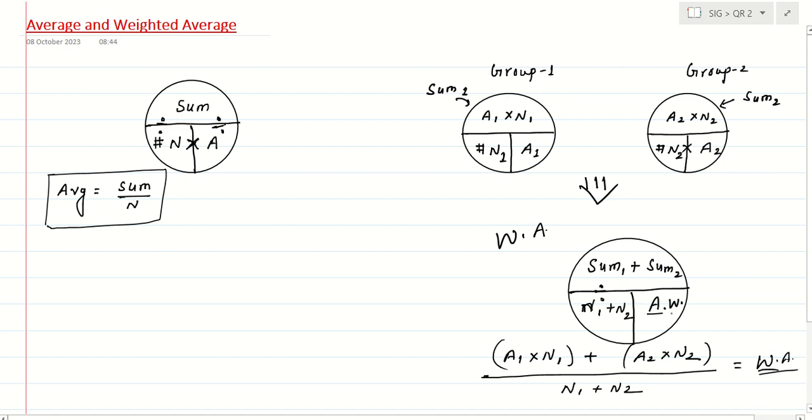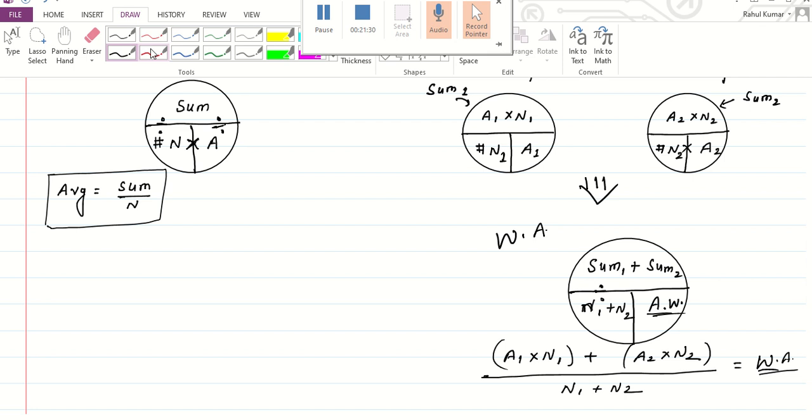Make sense? That is average weighted, right? Now, what important point also to learn in the average things? A few very important points, just make a note.